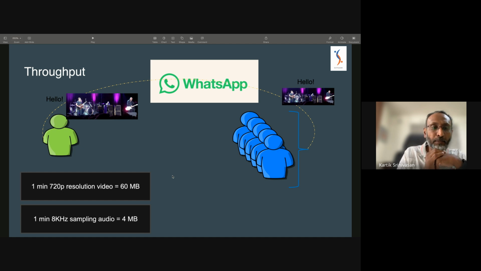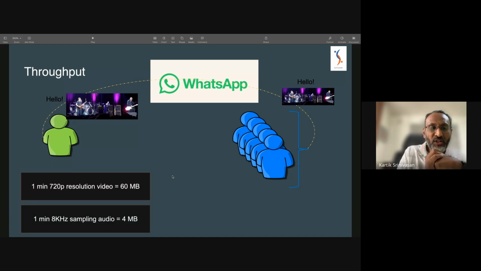So I'm giving some examples over here. If you were to send a 1 minute 720 pixel resolution video, it is about 60 MB in total. If you want to send 1 minute of audio at 8 kilohertz, it's about 4 MB.